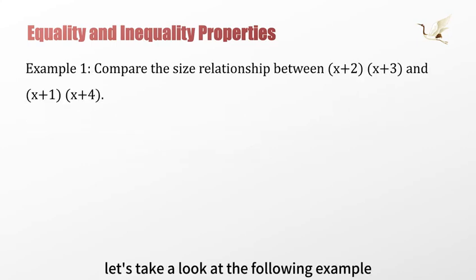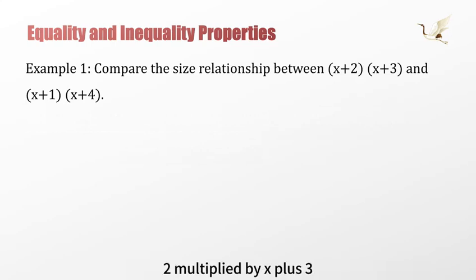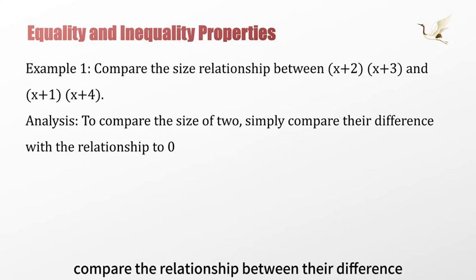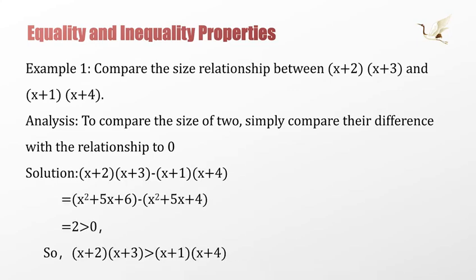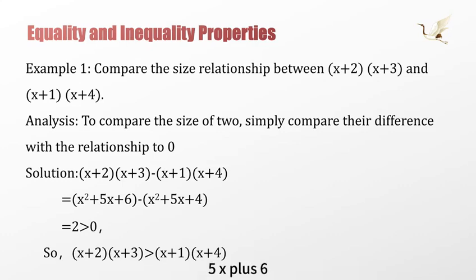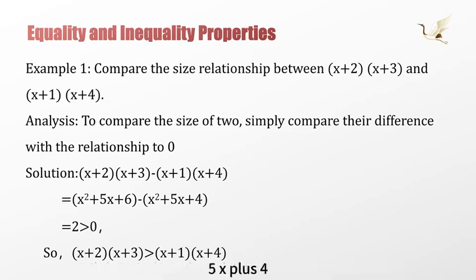Let's take a look at the following example. Example 1: compare the size relationship between (x plus 2)(x plus 3) and (x plus 1)(x plus 4). To compare the sizes of the two, simply compare their difference with 0. So we subtract the two expressions. First, we should expand them. The expansion of the first is x squared plus 5x plus 6, and the expansion of the second is x squared plus 5x plus 4.